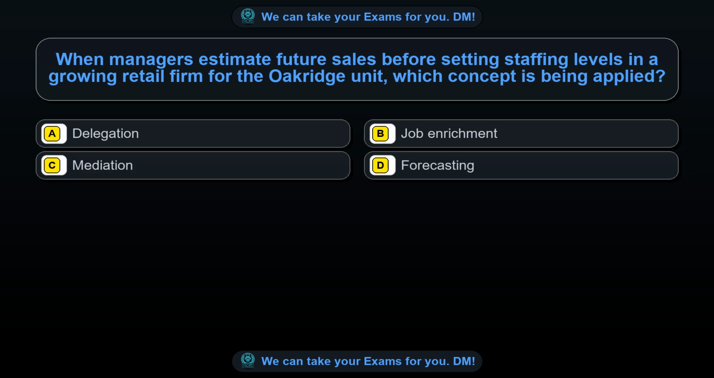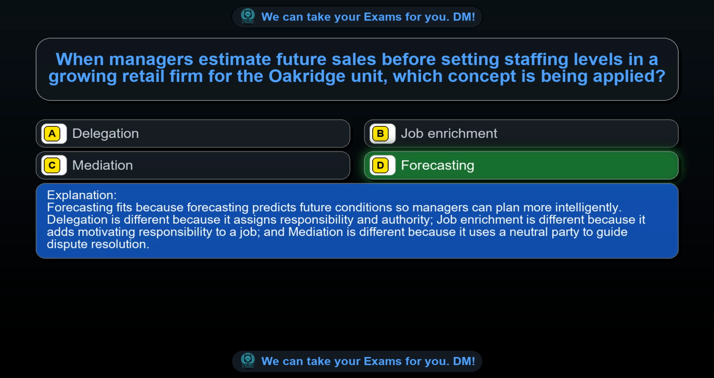Question 100. When managers estimate future sales before setting staffing levels in a growing retail firm for the Oak Ridge unit, which concept is being applied? Option A, delegation. Option B, job enrichment. Option C, mediation. Option D, forecasting. The correct answer is option D, forecasting.